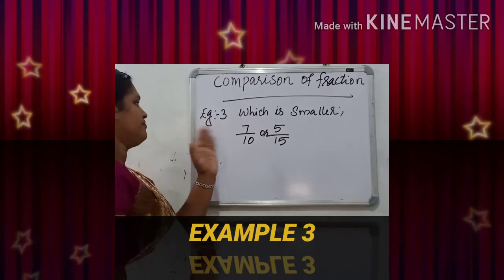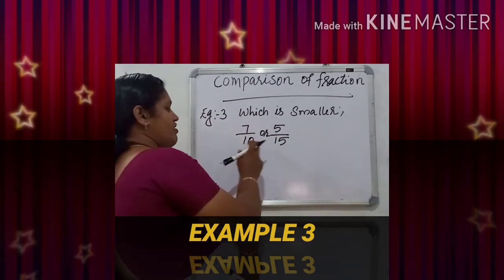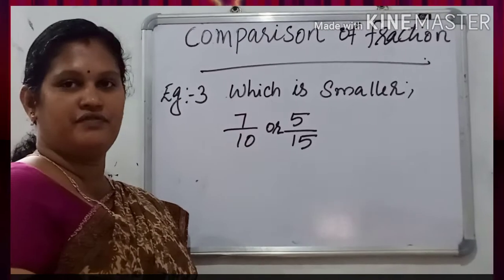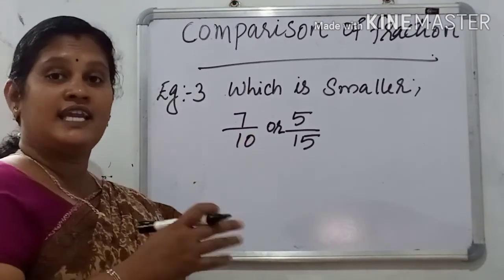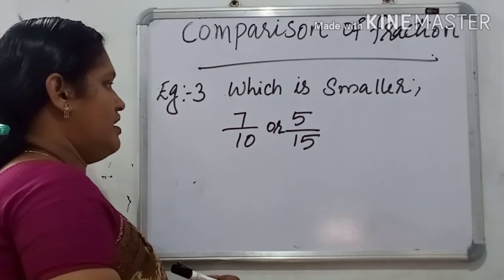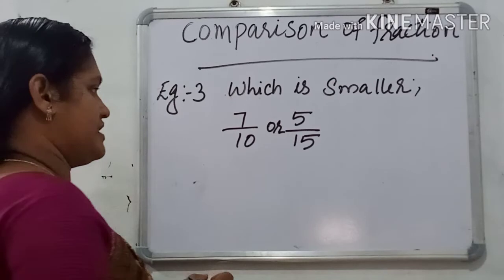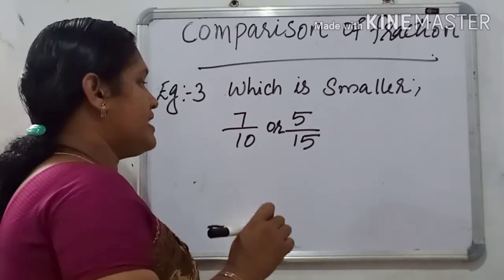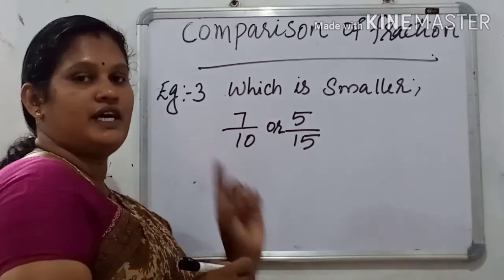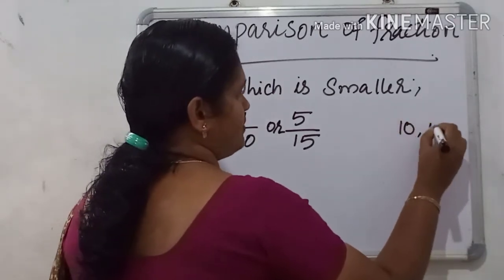Example 3. Which is smaller, 7 by 10 or 5 by 15? They are unlike fractions. First we have to convert them into like fractions. To convert them into like fractions, we should find the LCM of the denominators, 10 and 15.